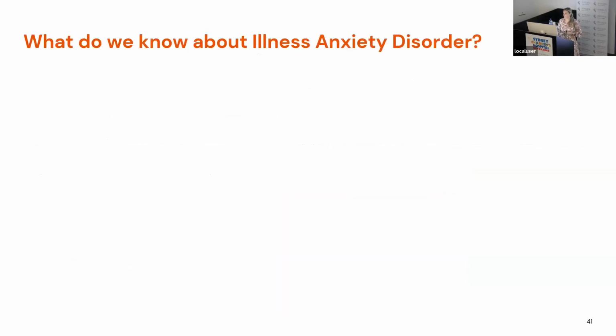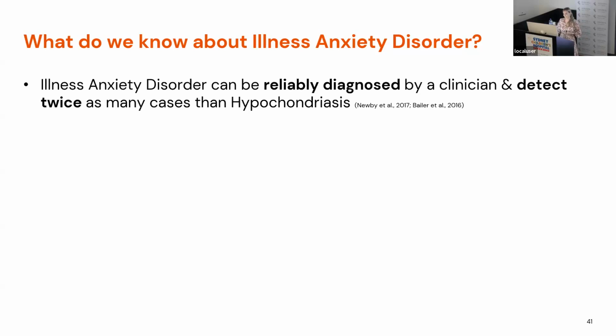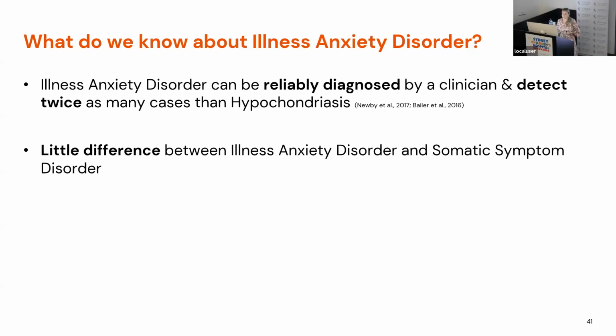Given illness anxiety disorder is a newly identified disorder, what do we know about it so far? There really isn't that much. We do know that it can be reliably diagnosed by a clinician, and it can detect twice as many cases as hypochondriasis. And three studies to date that have looked at whether these two disorders are different from one another have found that there's actually very little difference between them, and the differences that are there are only due to severity.